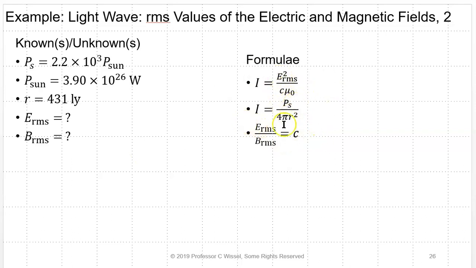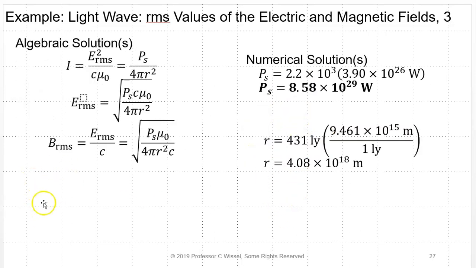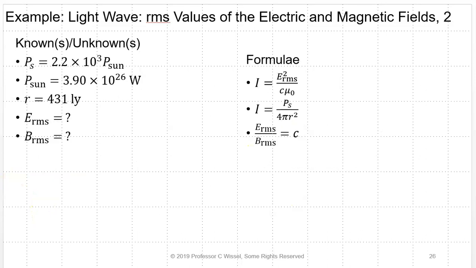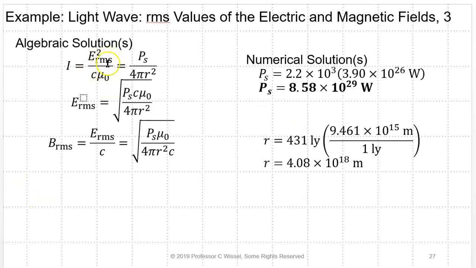It also equals the power of the source divided by 4 pi r squared. And we have this relationship, E over B equals C. At this point, we can start plugging in numbers. I equals the RMS E squared over C mu naught, or PS over 4 pi r squared. We can combine that, and we can say that ERMS is the square root of P, that's the power of the source, times the speed of light times mu naught, divided by 4 pi r squared.